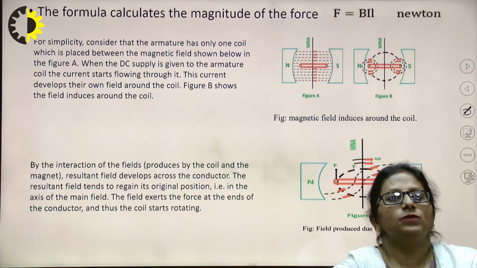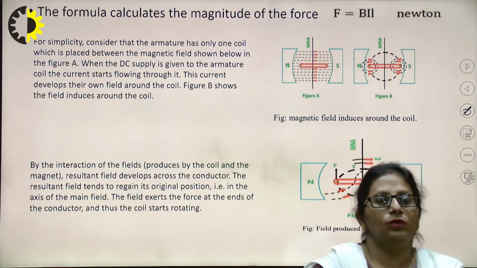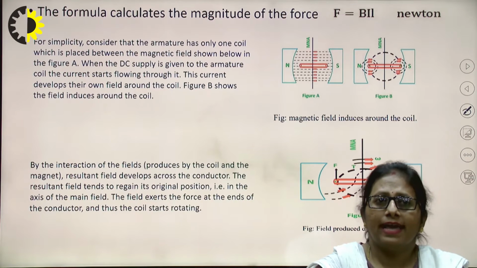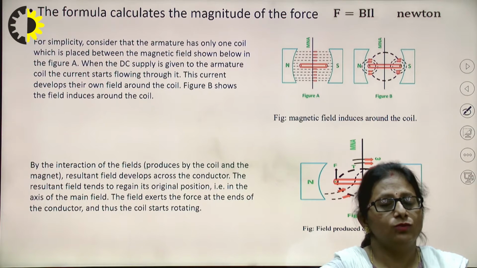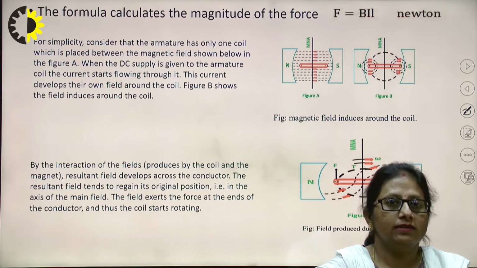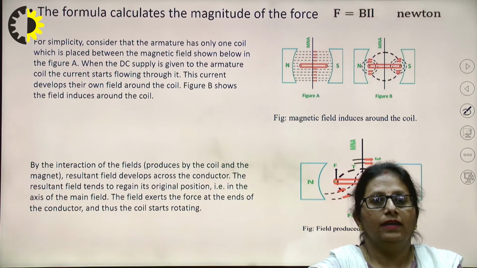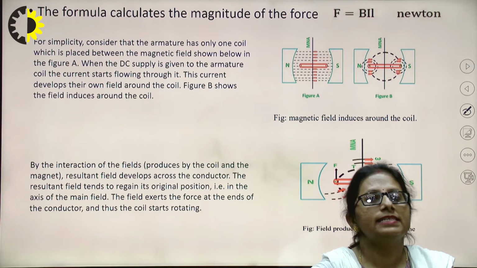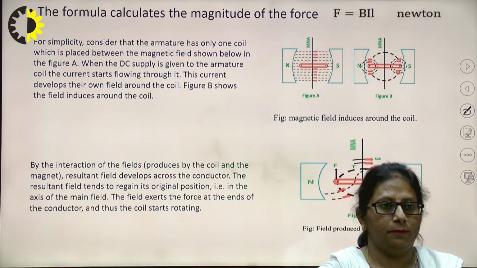So according to that, we can be seeing the working principle of the DC motor. The formula that calculates the magnitude of this force is given by BIL Newton, where B is the magnetic flux density, I is the current in the conductor, and L is the active length of the conductor, right?